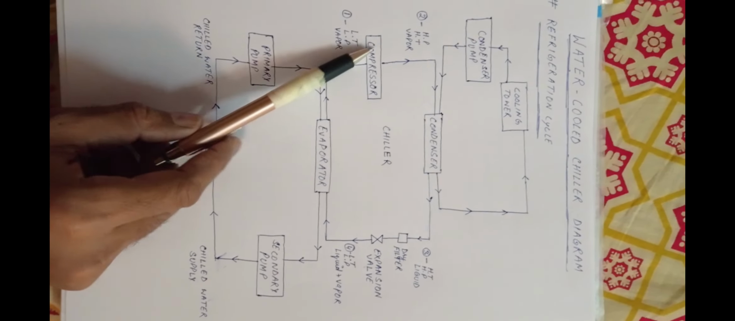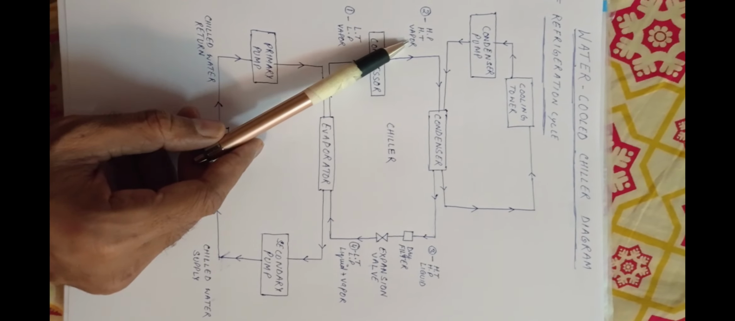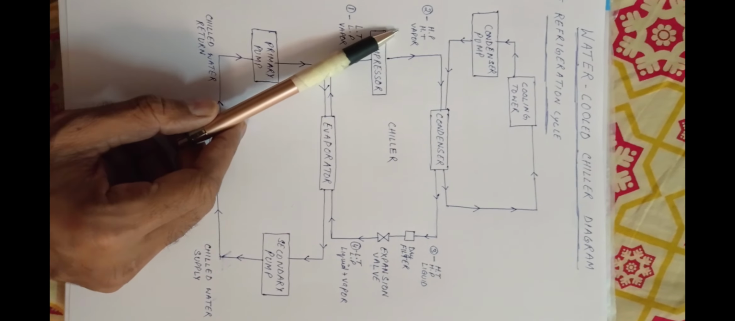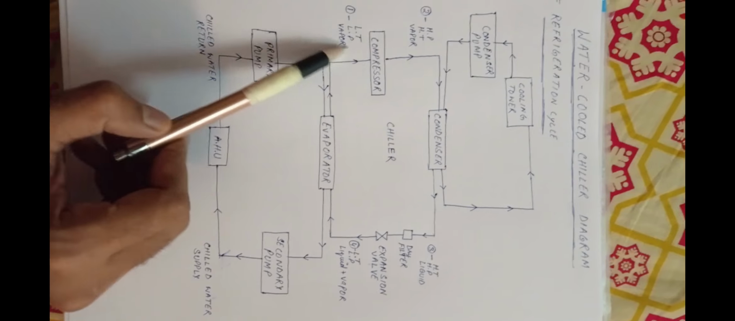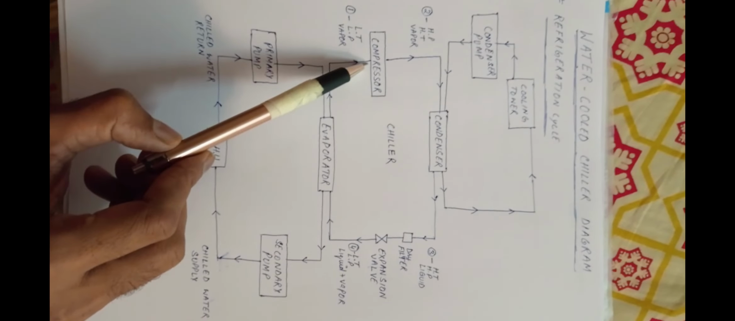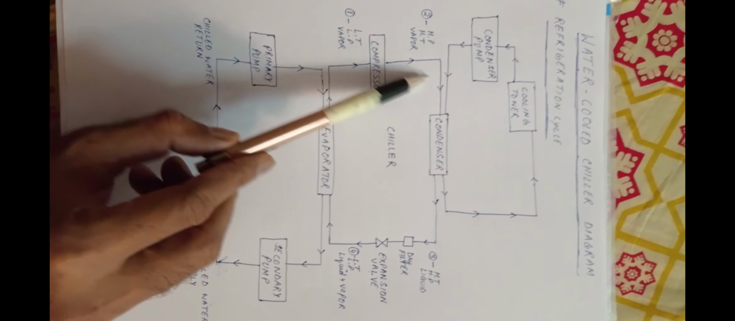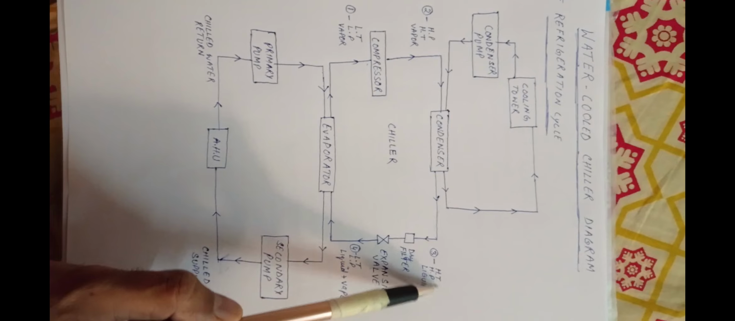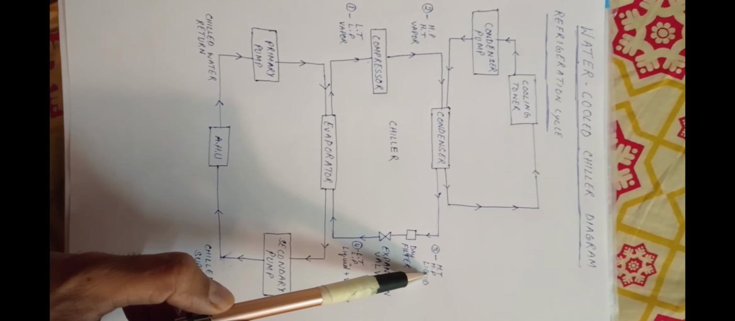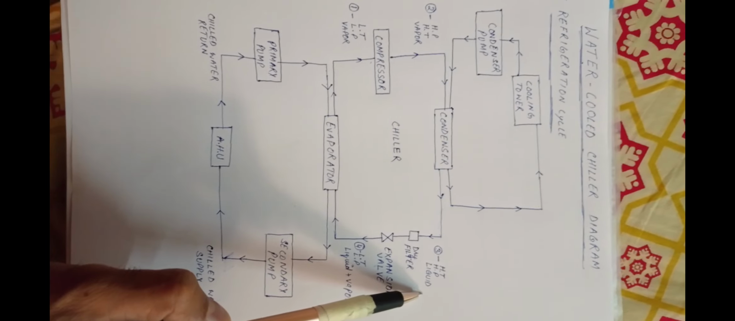After that, the compressor increases it to high temperature and high pressure, with the gas still in vapor form. Then from the compressor to the condenser, the high temperature, high pressure vapor is converted into liquid form.